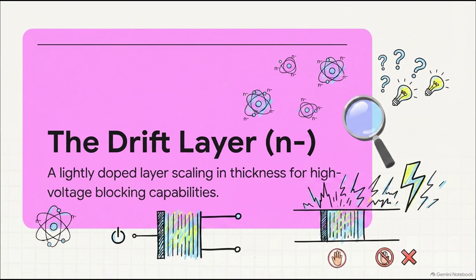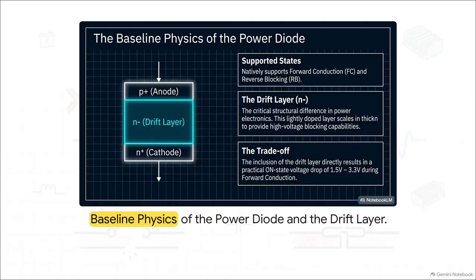Seriously, without this drift layer, a switch would just instantly break down under the intense electrical stress we see in power applications. But check out this inescapable engineering trade-off here. If you look at the structure, sandwiched right between the anode and cathode of a standard power diode, you'll see that thick N- drift layer. Now, while that structural layer is exactly what gives the diode its superpower to block massive reverse voltages, it also adds a whole lot of electrical resistance. Adding this layer directly results in a practical on-state voltage drop of anywhere from 1.5 to 3.3 volts during forward conduction. So it's essentially a literal toll you have to pay in efficiency just to get that high voltage survivability.